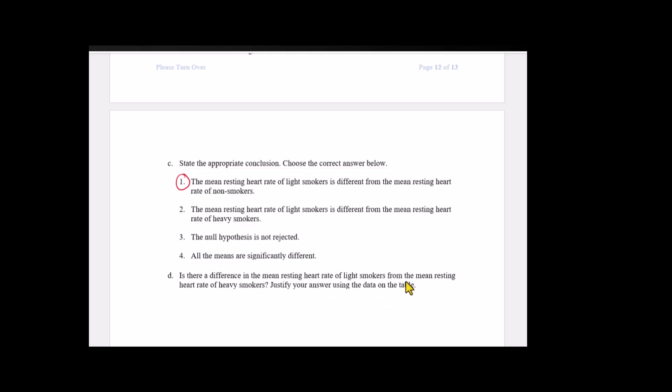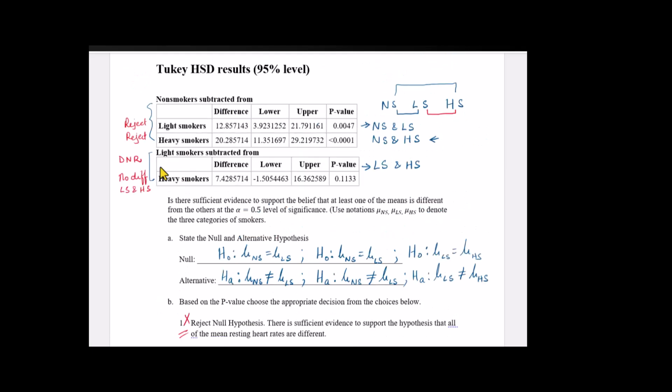So again, let's go back to our table. We are looking at this section of the table, light smokers and heavy smokers. Again, we saw that this interval contains a difference of 0. So that's one reason why there's no difference between the two categories, and also the p-value. So there are 2 reasons why we should say there's no difference between the heart rates of heavy smokers and light smokers.